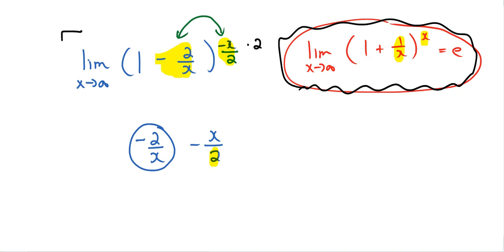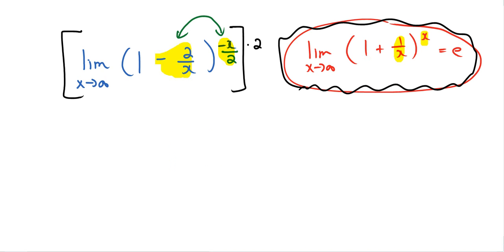So let me just put a bracket here and a bracket there. Let me just delete this. This whole thing in the bracket right there is going to be equal to e. And this outside exponent, you just add that on over here. So the answer there is just e to the power of 2.